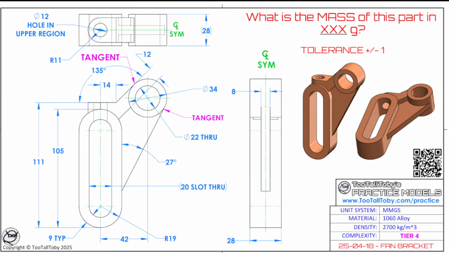So you can see here that in the title block, this part is using MMGS, which is millimeters. The material is 1060 aluminum alloy, and the density of that material is 2,700 kilograms per cubic meter. You've got to make sure you've got the correct material density.